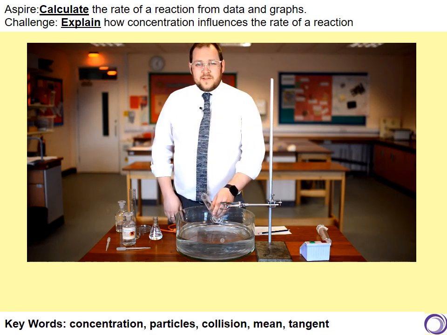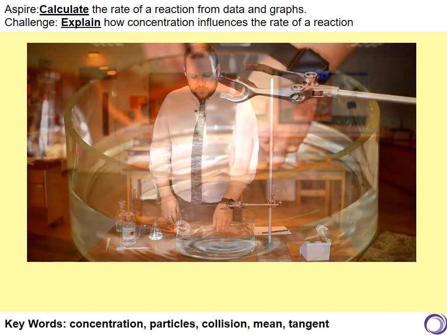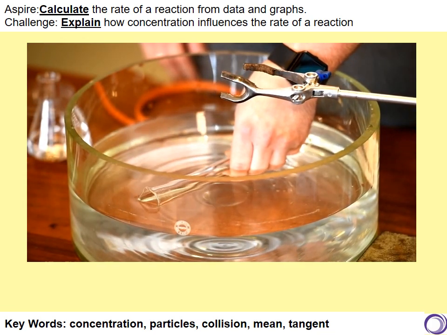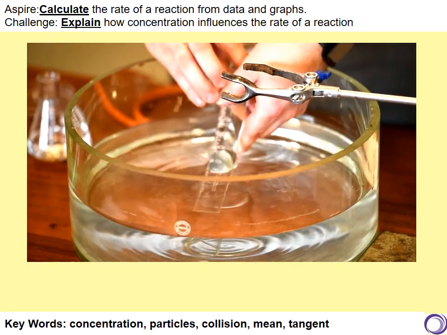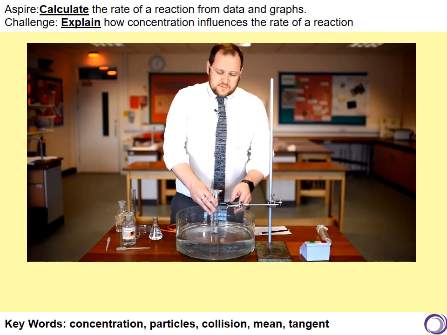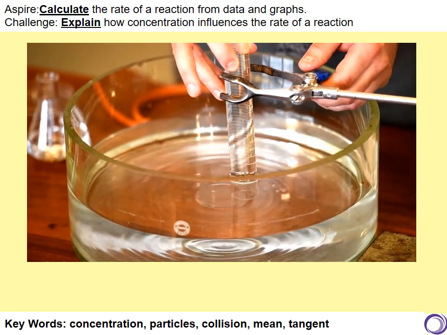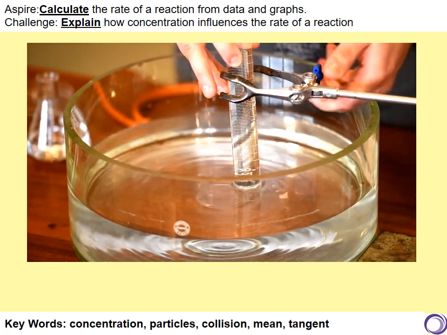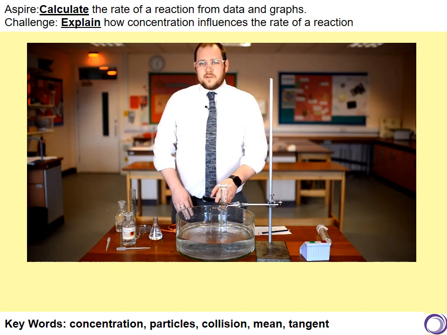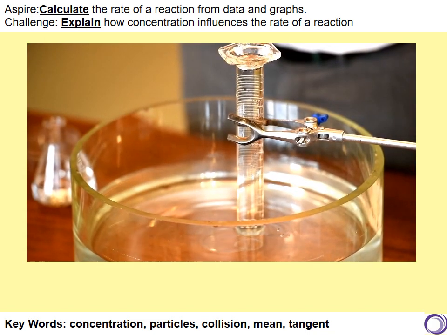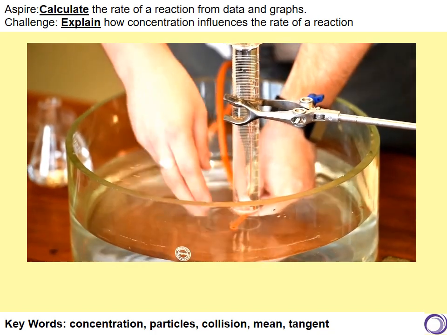Push the measuring cylinder into the trough and then slowly lower the top of the measuring cylinder down to fill it with water. This will eliminate the risk of getting any air bubbles in the measuring cylinder. You then need to clamp the measuring cylinder in place about 1 centimeter off the bottom of the trough. Make sure that you can see the scale on the measuring cylinder, because you're going to need to record the gas being produced every 10 seconds. Put the delivery tube into the bottom of the measuring cylinder, like so.